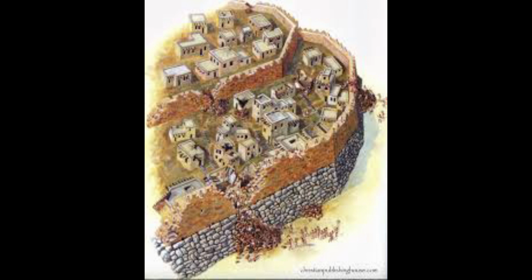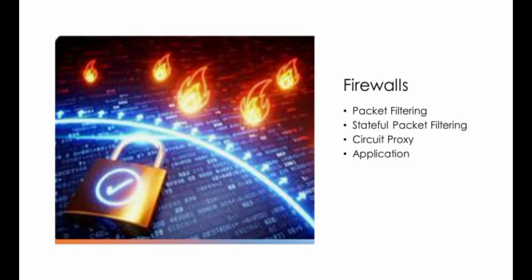Network segmentation, DMZ, bastion hosts, proxy service, NAT and PAT. These are the tools in our arsenal to fortify our digital city against cyber attacks. Now, let's discuss a critical aspect of network security: firewalls. Firewalls are the guardians of our digital fortresses, and understanding their various types is essential in safeguarding our networks from threats. I'll be covering packet filtering, stateful packet filtering, circuit proxy, and application layer firewalls.